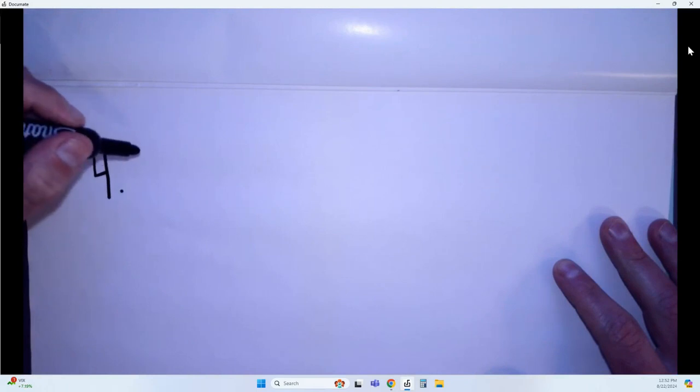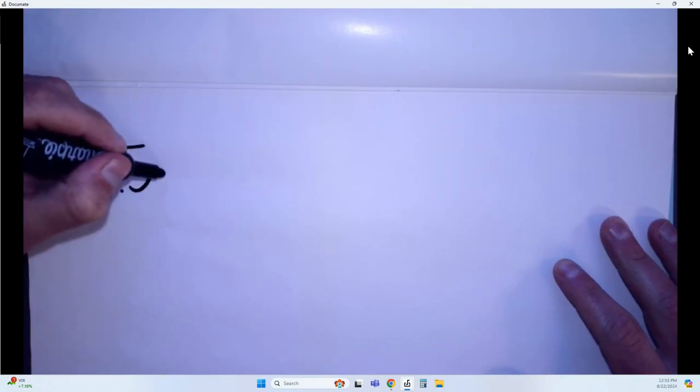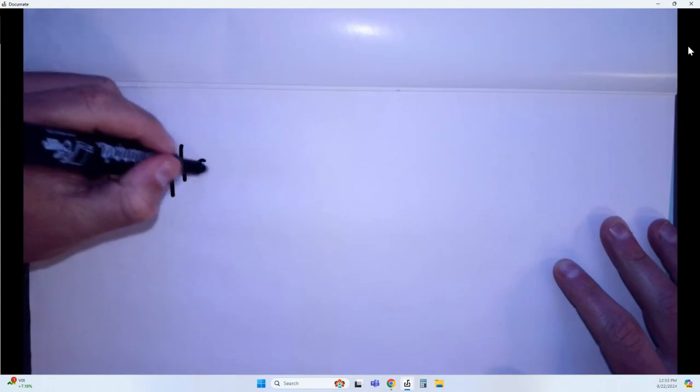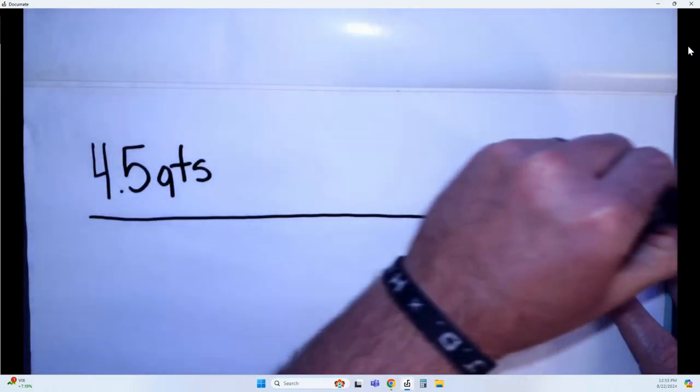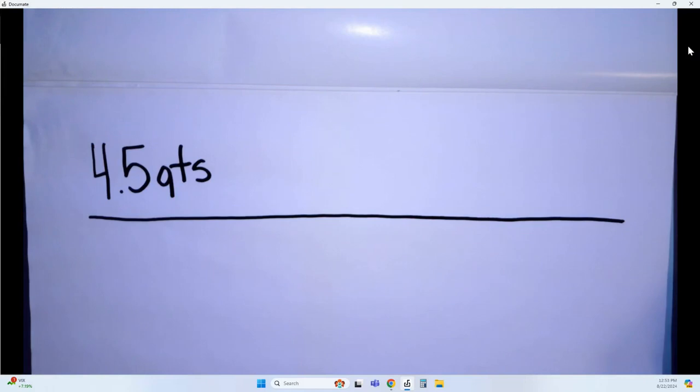Number 1 tells us Miss Maneri made 4.5 quarts of lemonade for a school party. How many fluid ounces of lemonade did she make? What I know for a fact when I start this problem is that Miss Maneri has 4.5 quarts of lemonade. What I need to get to is how many ounces of lemonade she made.